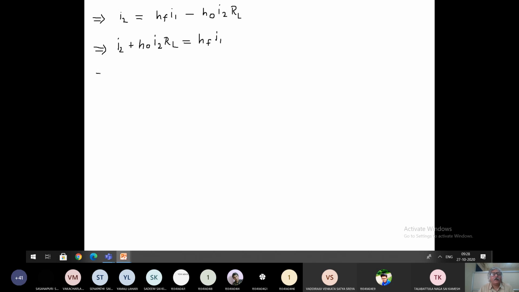Now what next step we can write? Now we will take the I2 common here. I2 (1 plus H0 RL) is equal to HF I1, right?